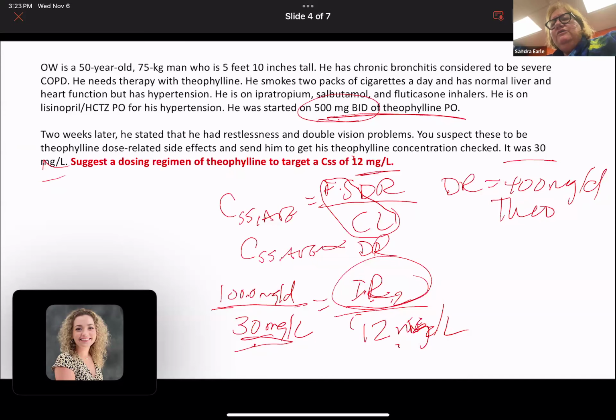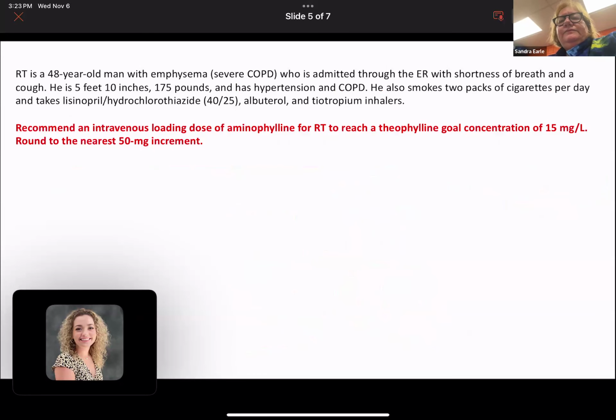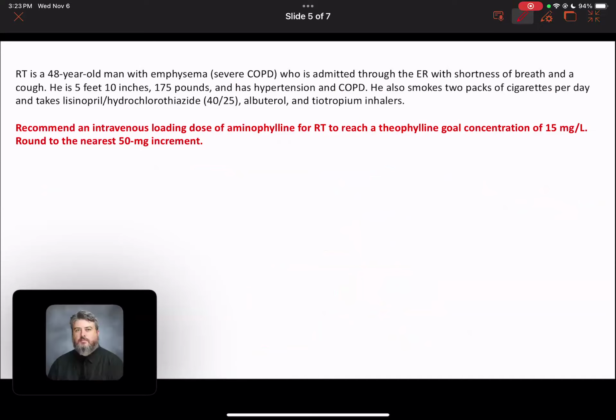Are we ready to move on to another case? Do you feel like you can make these adjustments and all that? Yes, I do. Yeah. Good. All right, so we've got a little different case here now.